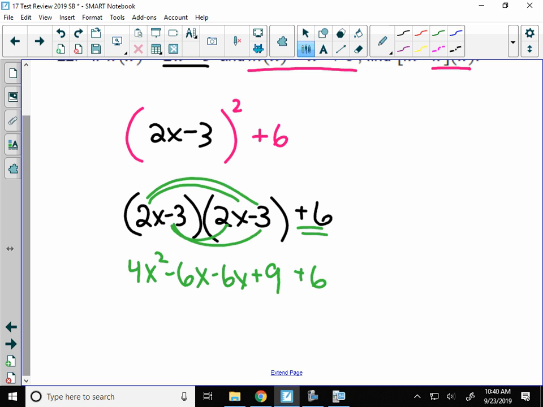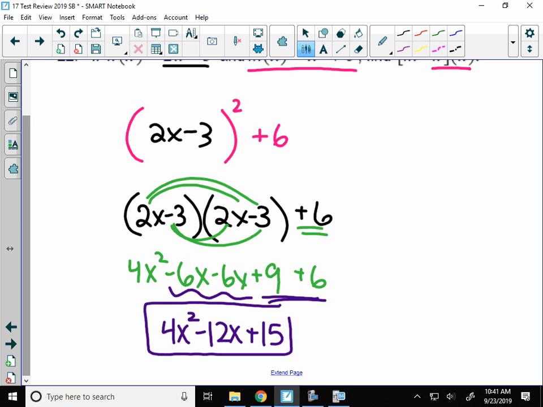Alright, then you just collect like terms. I have these negative 6x's in the middle. So 4x squared minus 12x, and then 9 plus 6 is plus 15. Make sure that you multiply the 2x minus 3 times 2x minus 3. The answer is going to be wildly different than if you didn't do that.